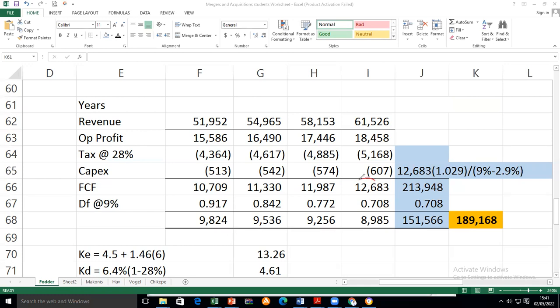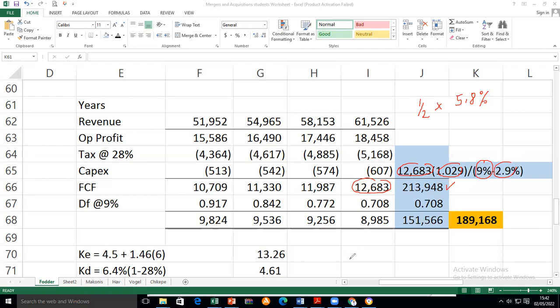So we take this out as our free cash flow. Here we are. We grow it by one year. Remember, they say that the growth afterwards will be half of 5.8%. So that's our growth factor. If you do that correctly, you get that.